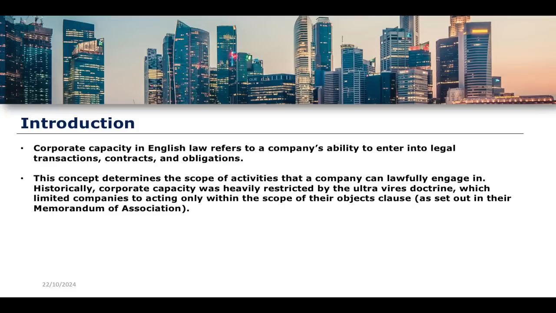Historically, corporate capacity is heavily restricted by something known as the ultra vires doctrine. So for those of you who haven't studied constitutional law or public law, the ultra vires doctrine is similar in company law as it is in the law of the UK Constitution, in the sense that ultra vires refers to acting beyond one's authority.